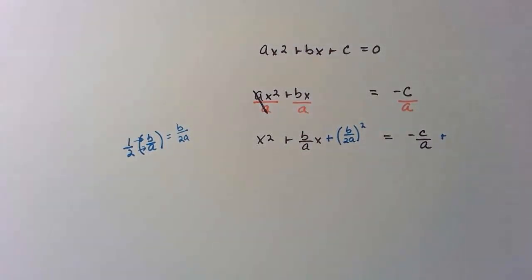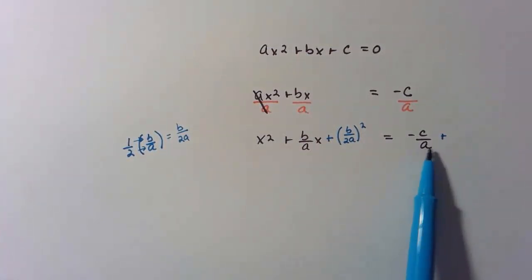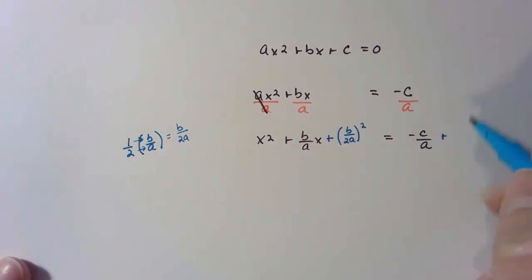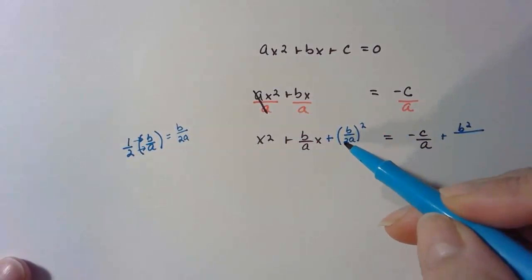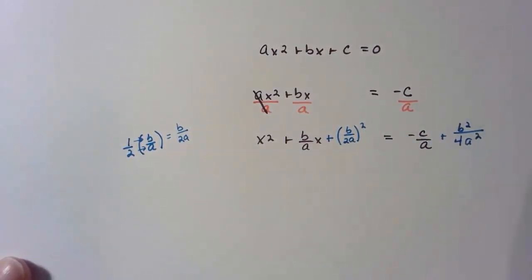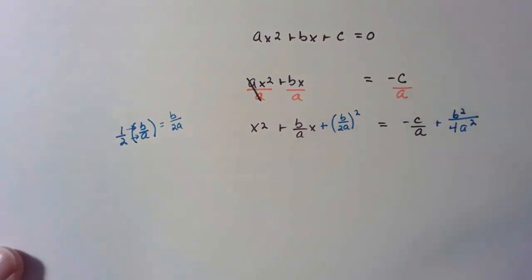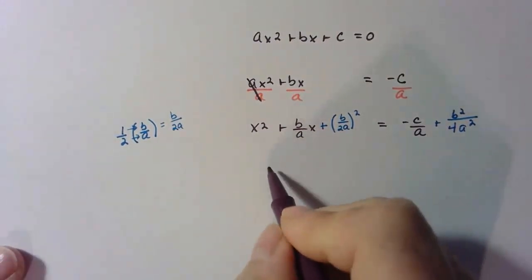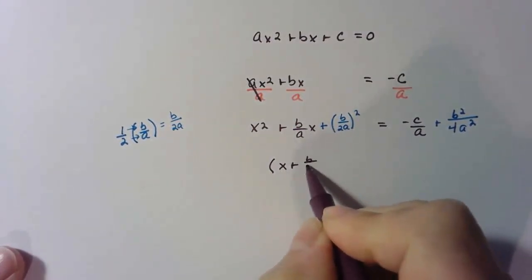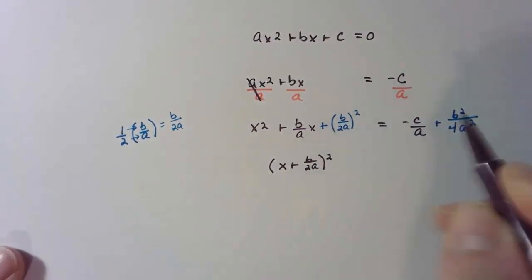But on the right, I do need to square it because I'm going to have to combine it somehow with this number. So if I square the numerator, I get b squared. And if I square the denominator, remember you have to square every factor. So 2 squared is 4, and a squared is a squared. Okay? So on the left, I've got my perfect square trinomial. So this is going to simplify to x plus b over 2a, the quantity squared.